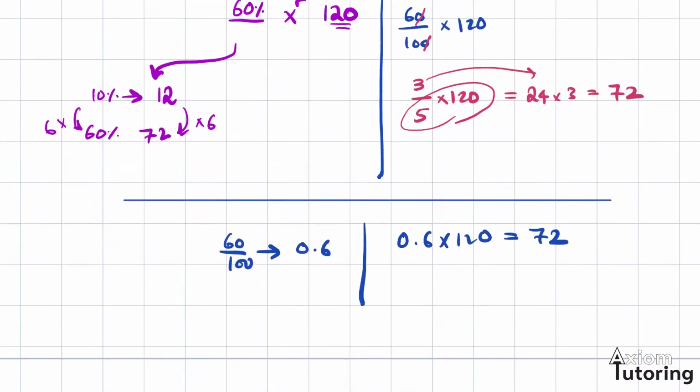Let's construct a few other multipliers. Let's say that we want to work out 22% of 54. Well, 22% is just 0.22. And you multiply that by 54. And in your calculator, you should get 11.88.